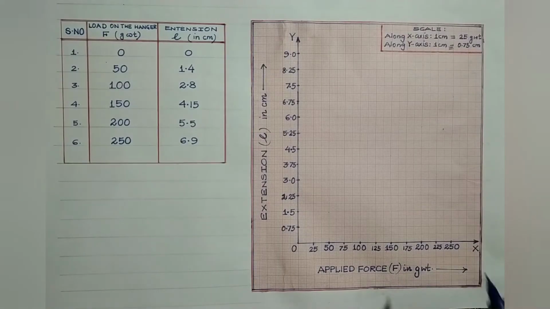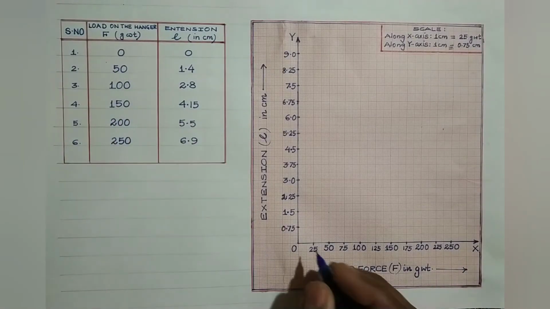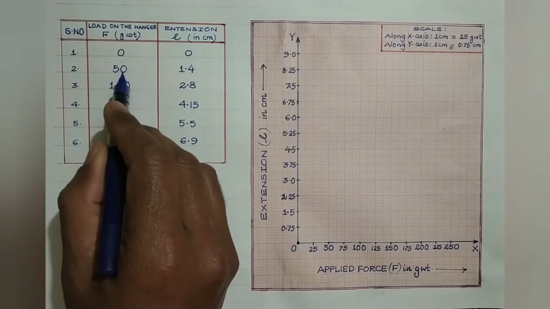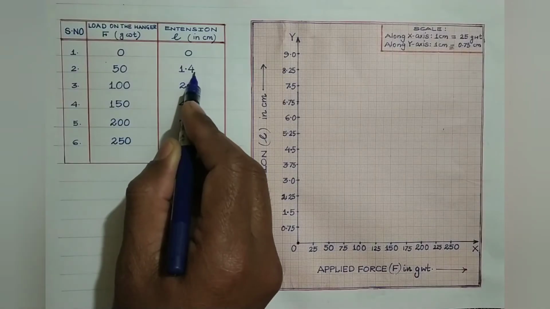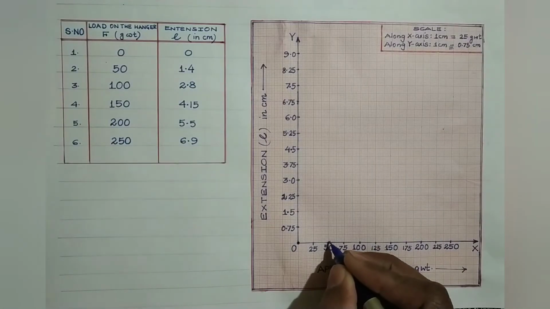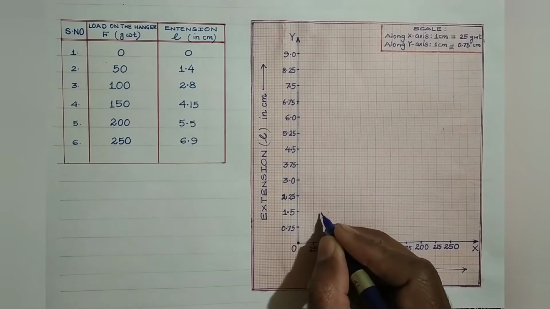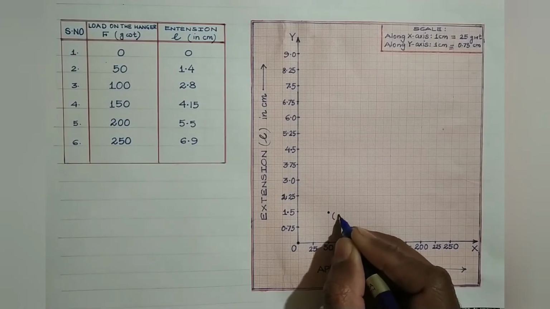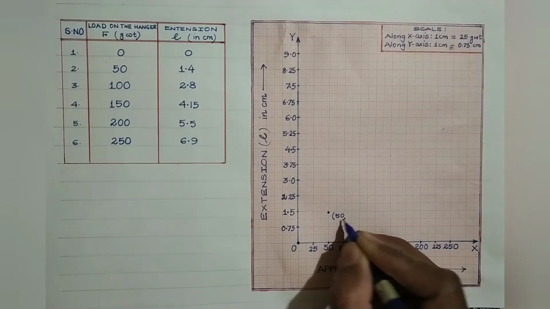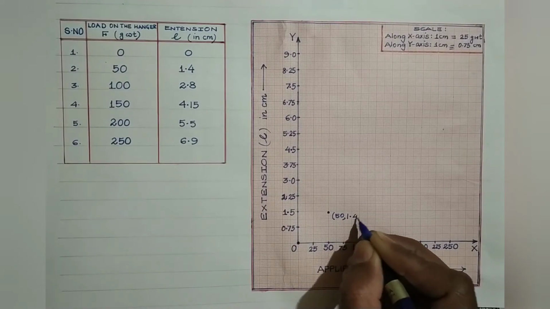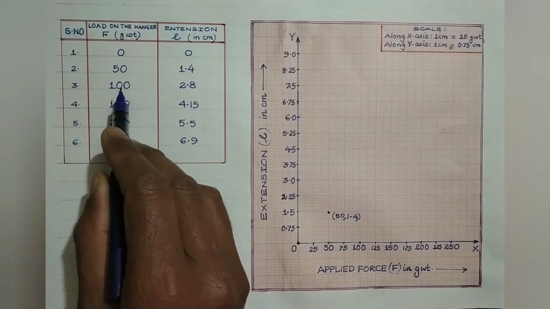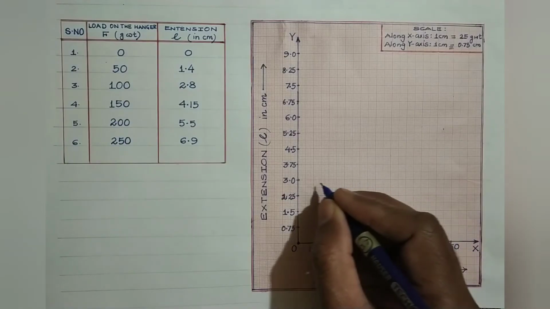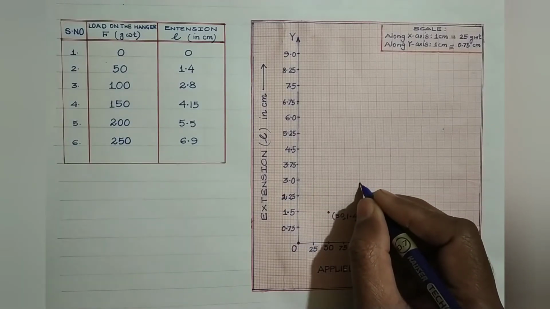So let us try to plot the graph. First point is 0, 0, so obviously this is the origin. Second one is corresponding to 50 gram weight, the extension is found to be 1.4 centimeter. So corresponding to 50, it will be 1.4, somewhere over here. Let me write the coordinates as well: 50, 1.4. Then students, 100, 2.8. So corresponding to 100 gram weight, the value of extension is 2.8, somewhere over here.